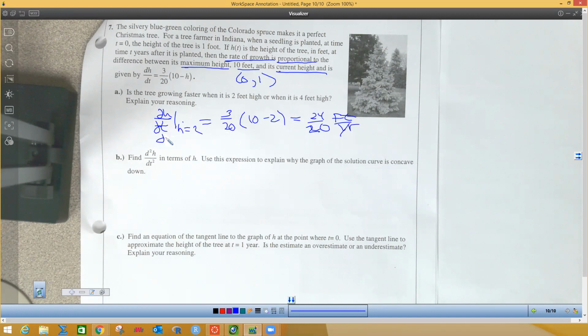Then we want to find out what's the rate that the height of the tree is changing when h is 4. So that's going to be 3/20 times 10 minus 4, which is going to be 6 times 3, which is 18/20 feet per year. So can anybody tell me which time is it growing faster? Is 24 over 20 greater than 18 over 20? So you would say the tree is growing faster at h equals 2 feet.